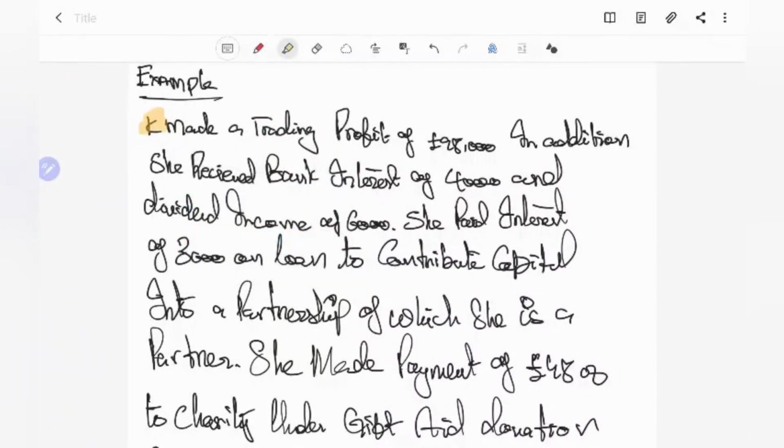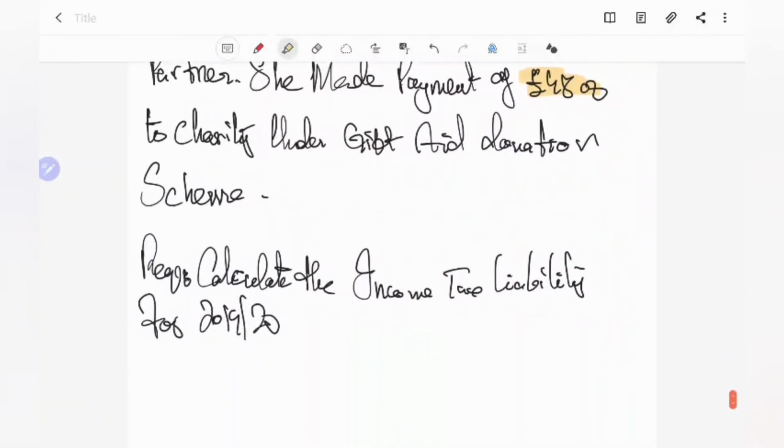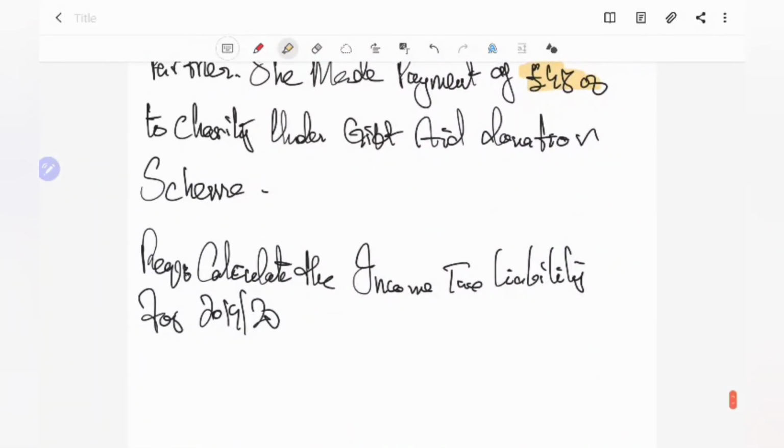Example: K made a trading profit of 98,000 pounds. In addition, she received bank interest of 4,000 and dividend income of 6,000. She paid interest of 3,000 on a loan to contribute capital into a partnership of which she is a partner. She made a payment of 4,800 to charity under the gift aid scheme. We have to calculate the income tax liability for 2019-20.